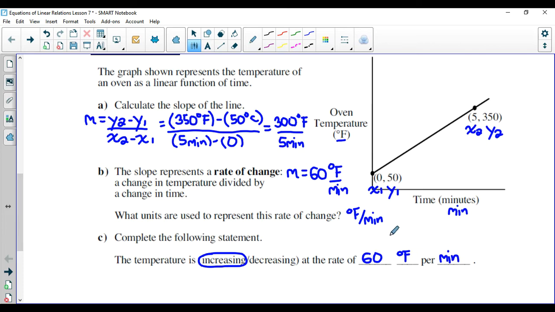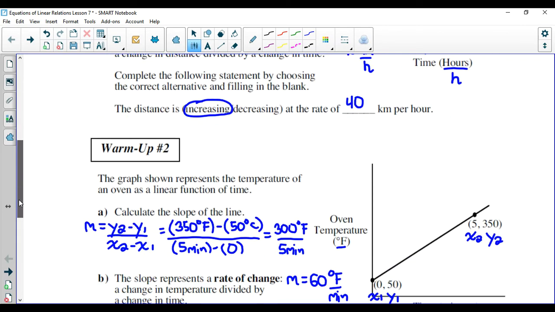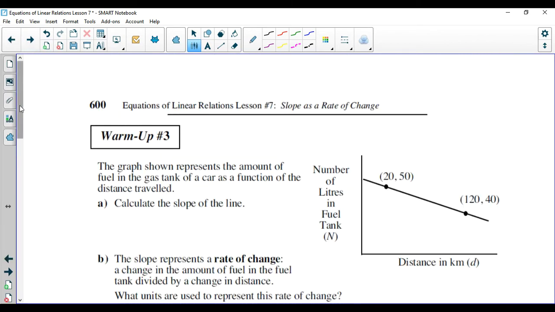degrees Fahrenheit per minute, which just means that for every minute of heating, the oven temperature goes up by 60 degrees Fahrenheit. So that's how much the temperature is changing by for every single minute. That's what we call a rate of change. So in this example, it's showing how the temperature changes per minute. And then up here, this was showing how the distance changed per unit time, where the per unit time measurement is going to be in hours.